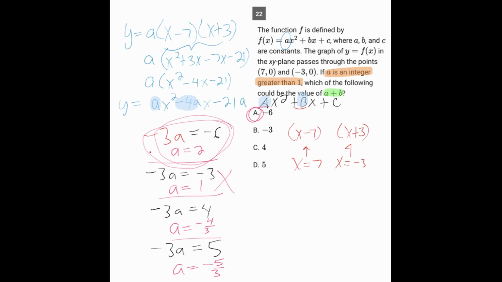If we set our a plus b that we found equal to -6, a ends up being greater than 1. And so the answer is A.